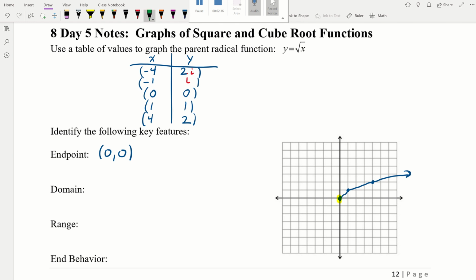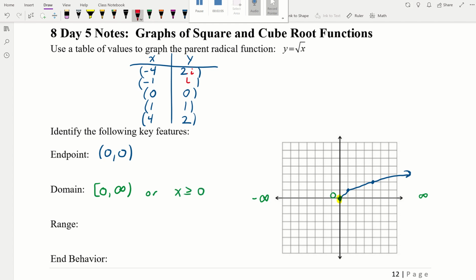When we talk about domain, domain are the x values. So we're going to look at this graph from left to right. Well, if we start over here at -infinity, there's nothing until we get to 0, but then it goes right forever to infinity. So we could write the domain as 0 to infinity in interval notation, or we could simply say that x is greater than or equal to 0.